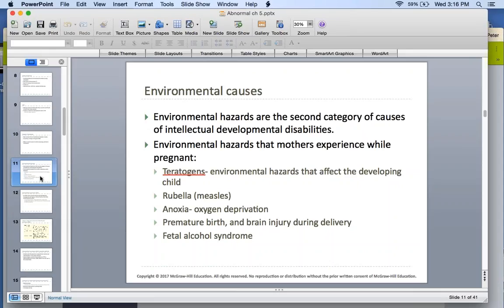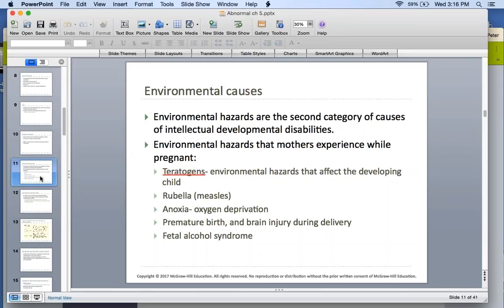Okay, it's the general term for environmental hazards that affect the developing child. What has the mother been exposed to, and therefore the child has been exposed to? Do know that word. Okay. Other environmental hazards are if the mother experiences rubella, which is basically like measles.